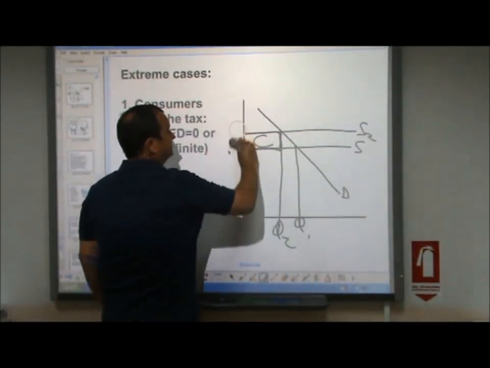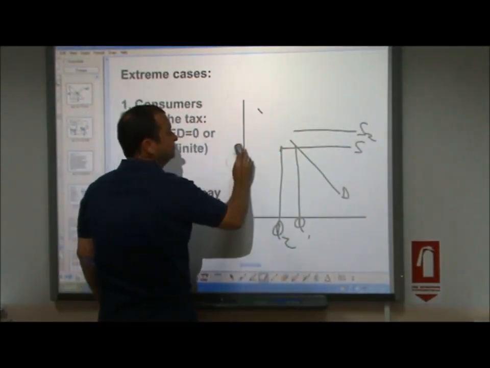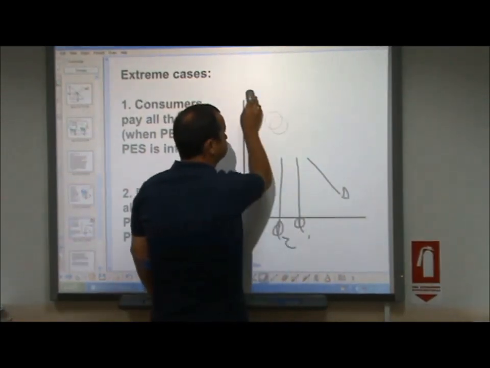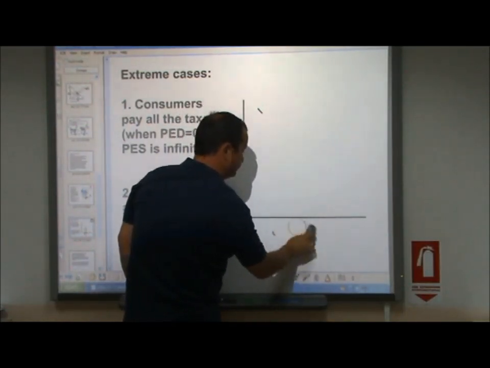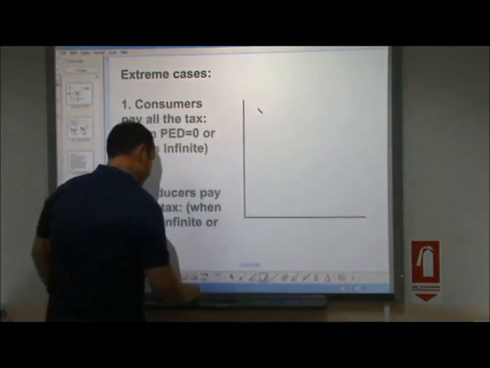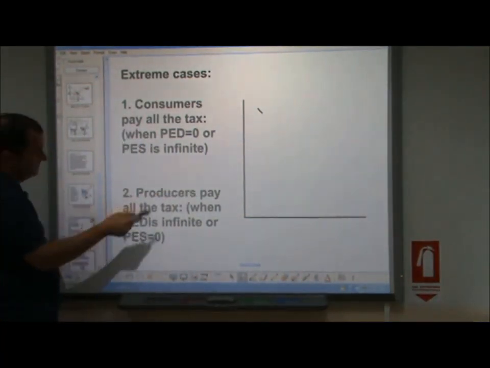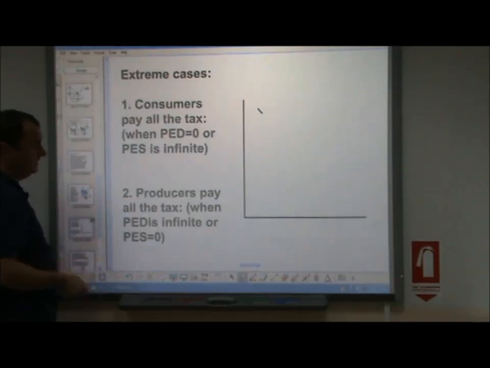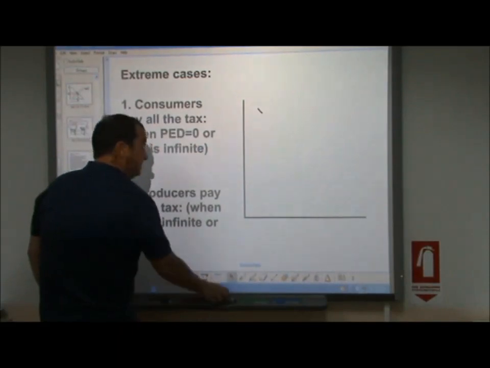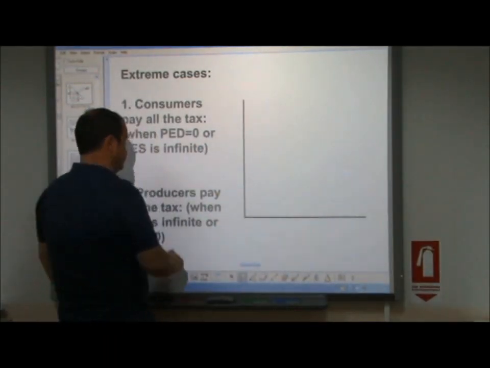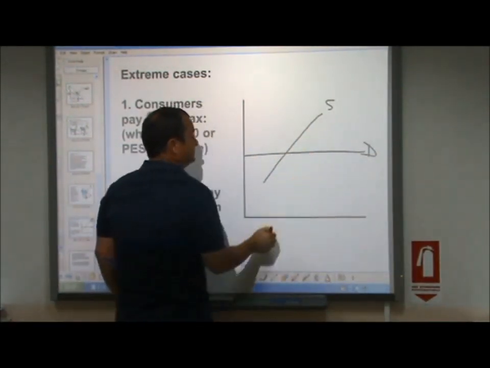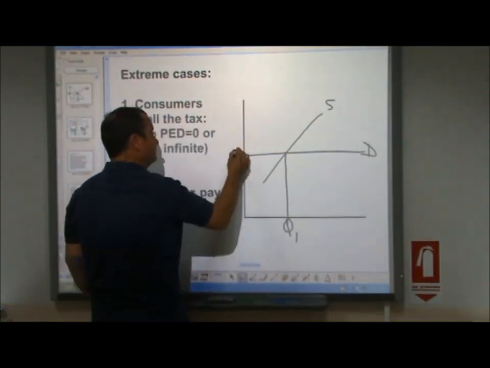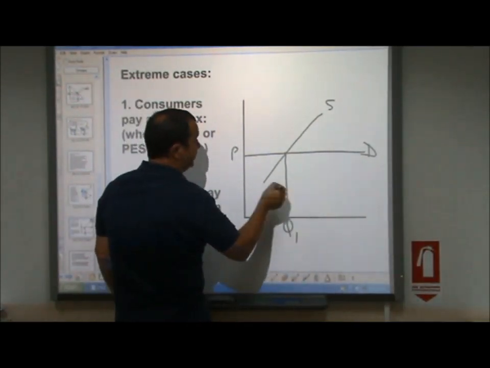But there's also the possibility that the producers pay everything. The producers pay everything when the reverse is true. PED is infinite or PES equals 0. So first of all, when PED is infinite, when the demand curve is like that, there's the S curve, there's the equilibrium quantity, price, a new tax will do this.